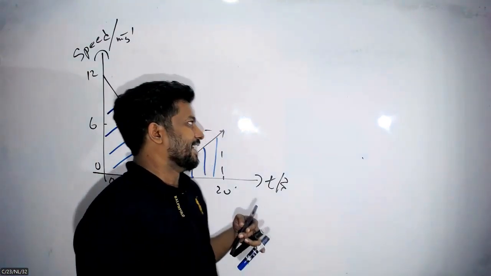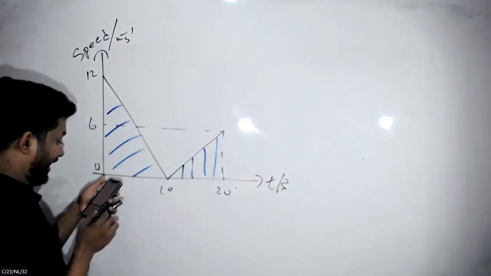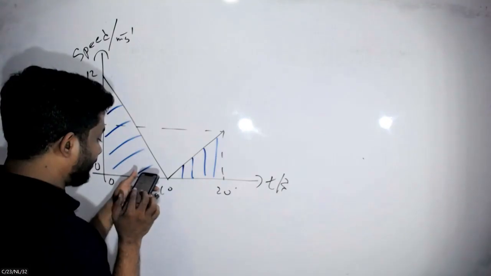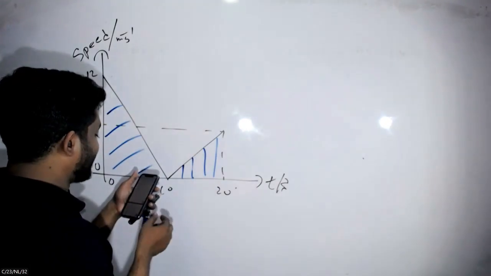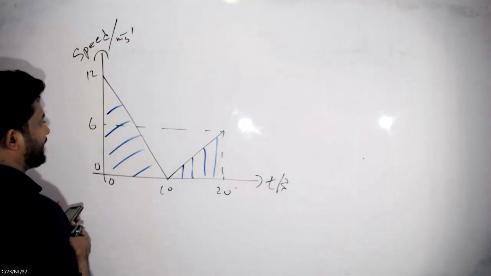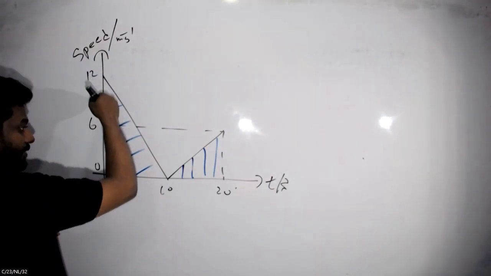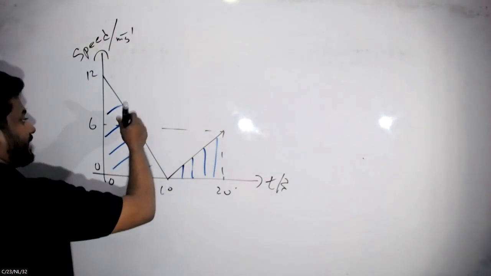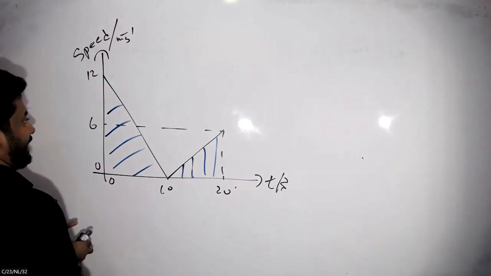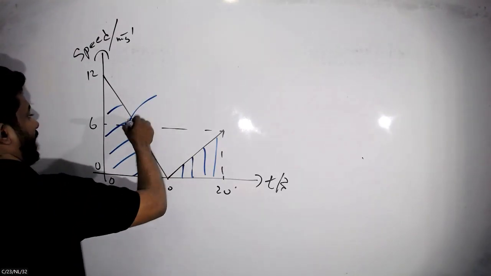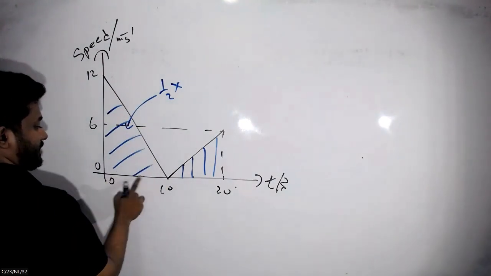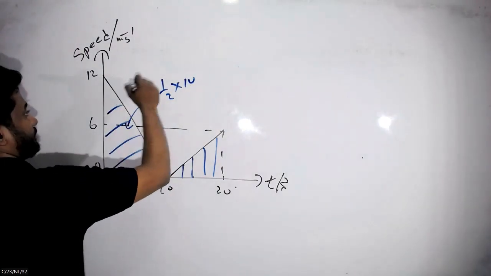Got it? Right. Let's see the first statement. The total distance the object traveled during the motion is 90 meters. You can obtain the distance traveled during the first 10 seconds by considering this area. It is equal to half into base 10, altitude 12.